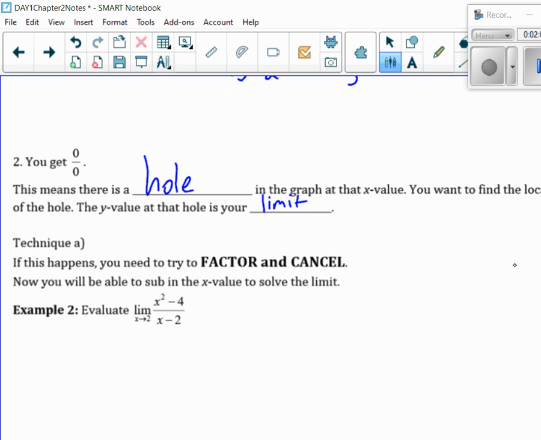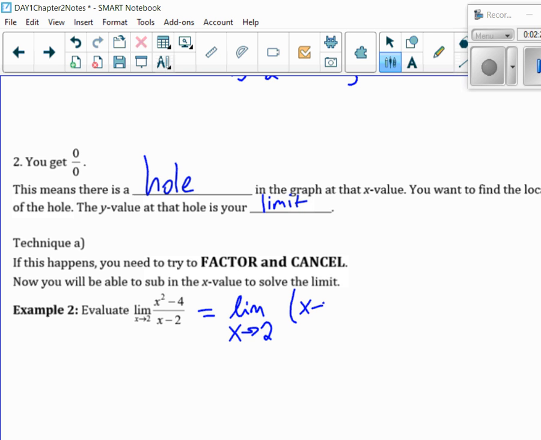Okay, so if I substitute 2 in here, do you see I get 2 squared minus 4 over 2 minus 2? I get 0 over 0. So if you get 0 over 0, that's your red flag. Oh, I've got to do something else to it. It doesn't mean I'm done, right? So we're going to factor. How do you factor the top? And again, if we haven't actually evaluated the limit, you have to write the limit again, okay?